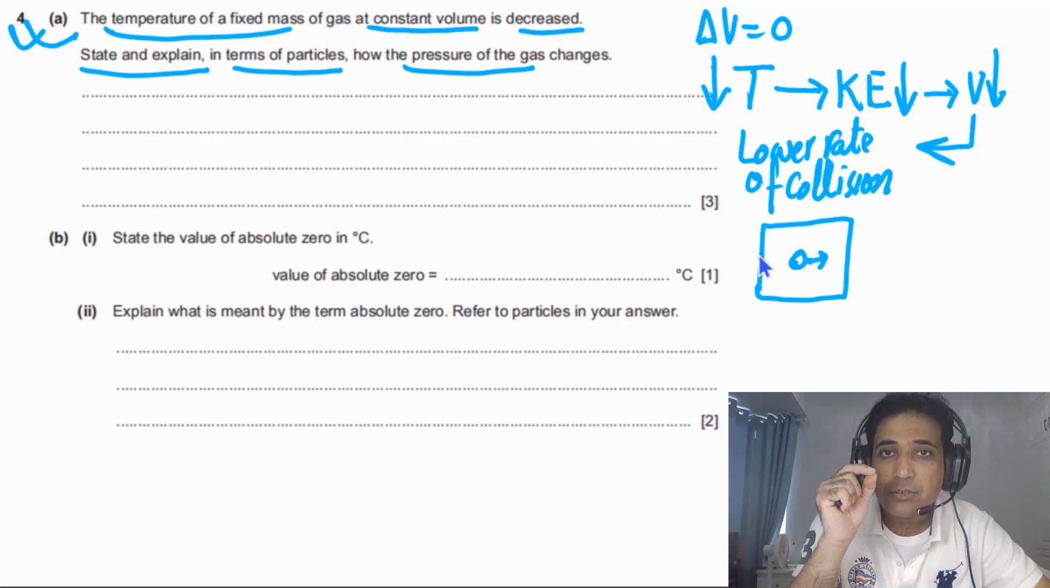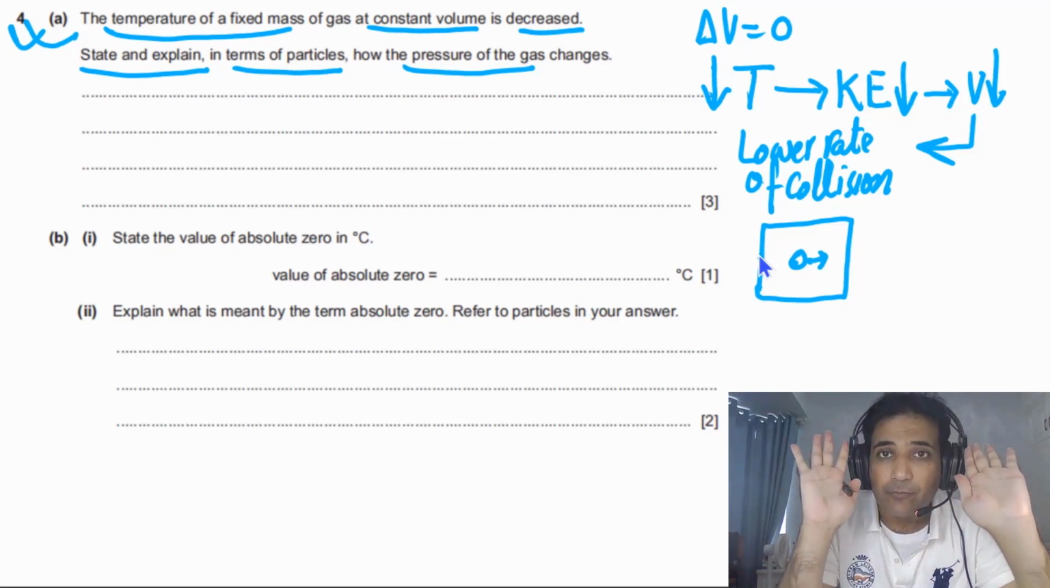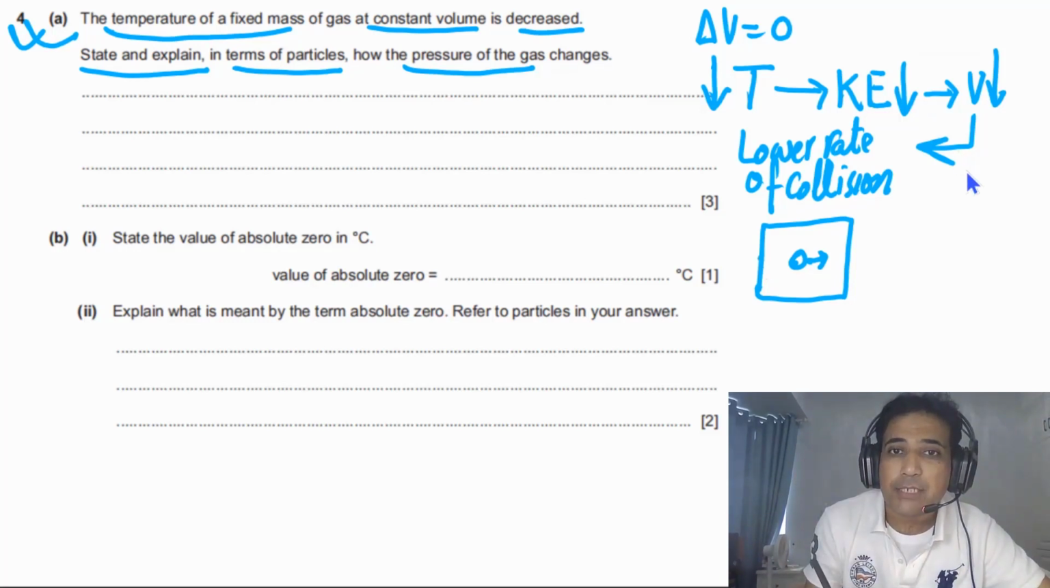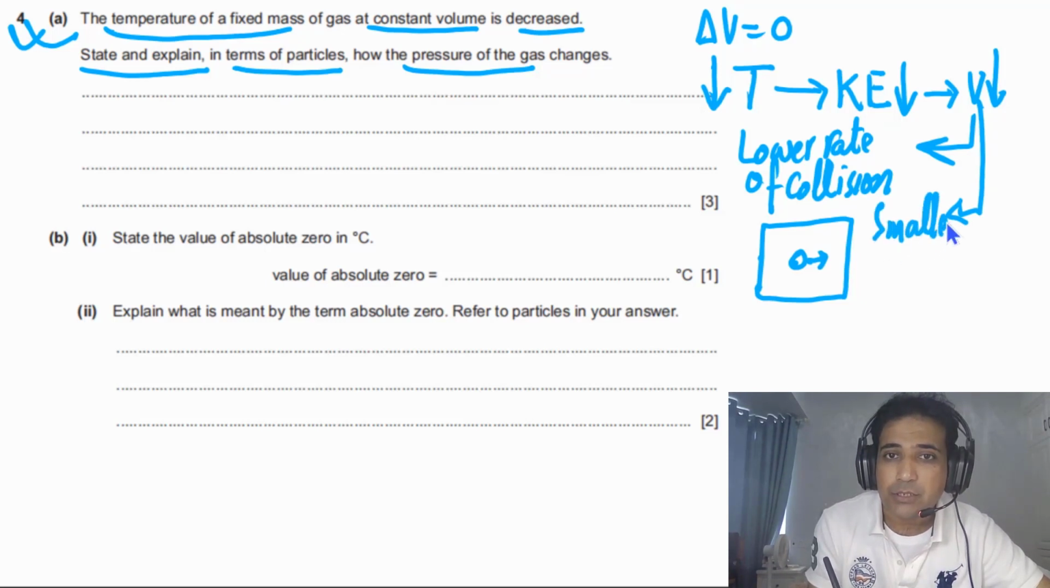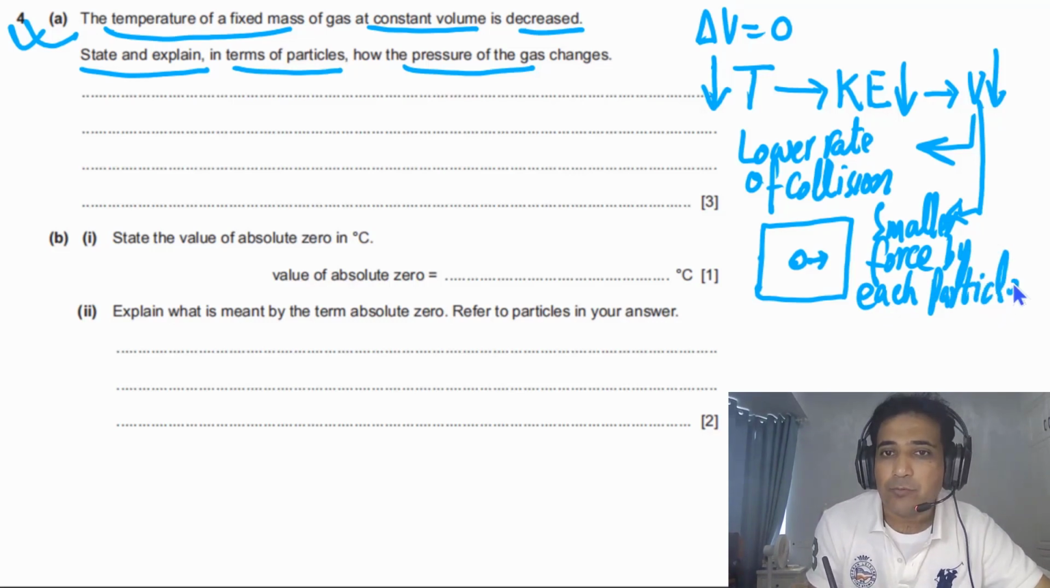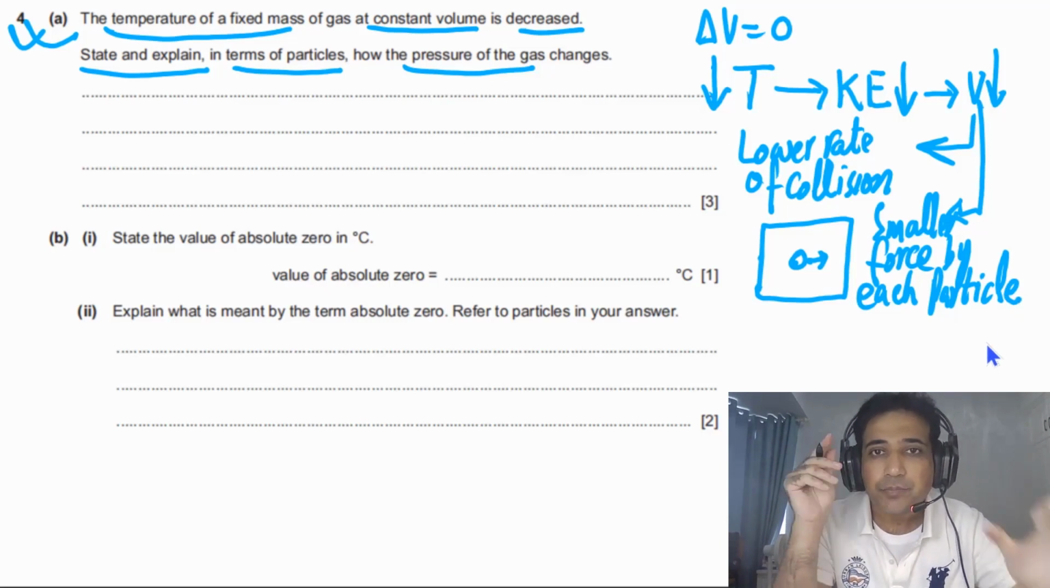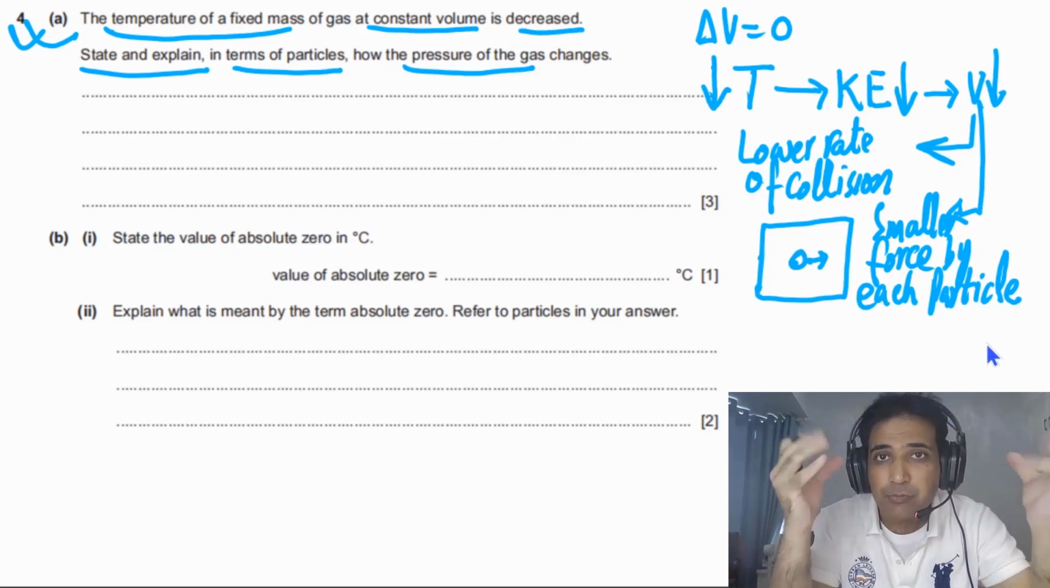So it means that at any given instant of time, less number of particles, or we can say fewer number of particles, will be colliding with the wall. So it means lower rate of collision. And also as speed has decreased, it also tells us that smaller force by each particle on the wall. So we can say by each particle smaller force, or you can say average smaller force by each particle. So these are the points we need to understand. I hope this point is clear to you.